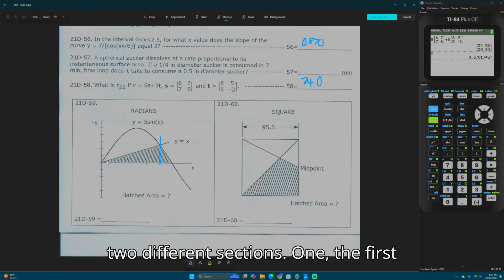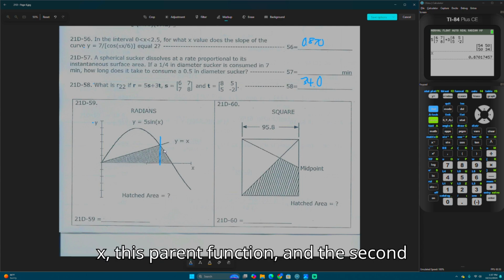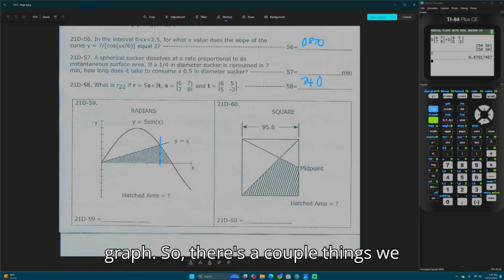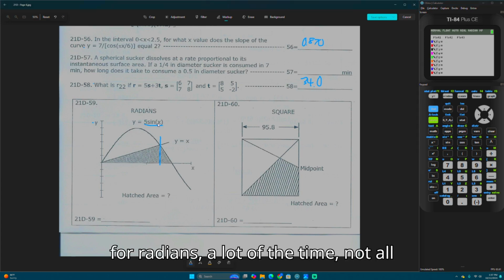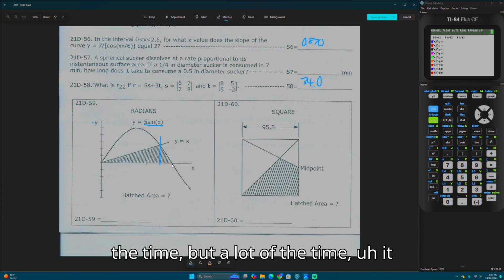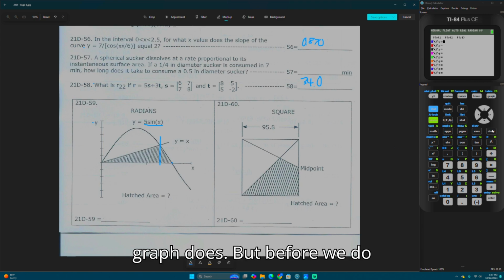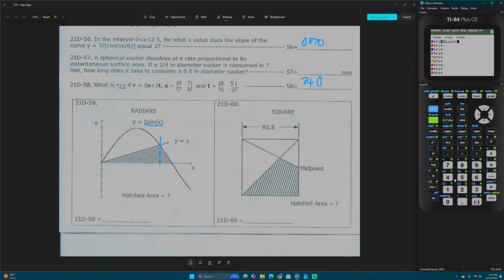Okay. Looking here, we've done many of these before, so we're just going to have to do two different sections. The first area is going to be done using y equals x, this parent function, and the second one using the sine graph. So there's a couple things we have to do first. By the way, for radians, a lot of the time, not all the time, it crosses the x-axis at pi, which this graph does. But before we do that, let's just confirm that it does.